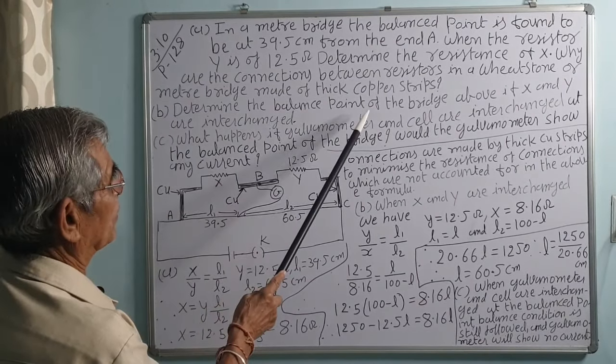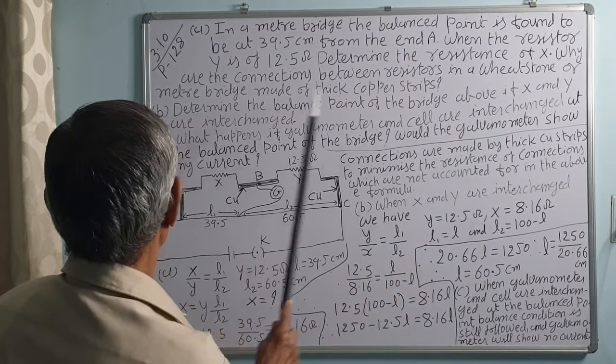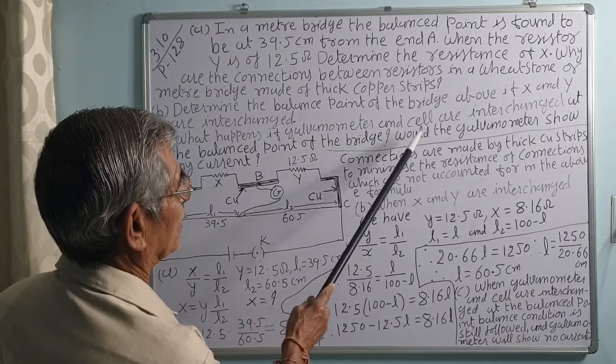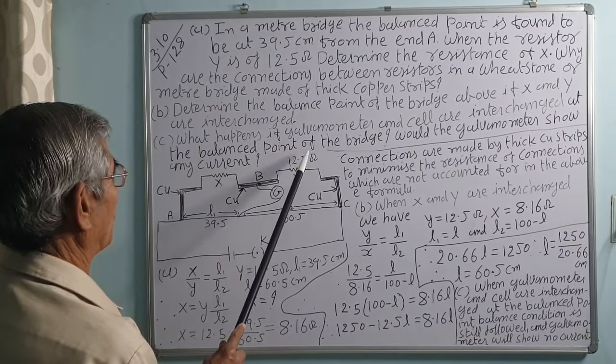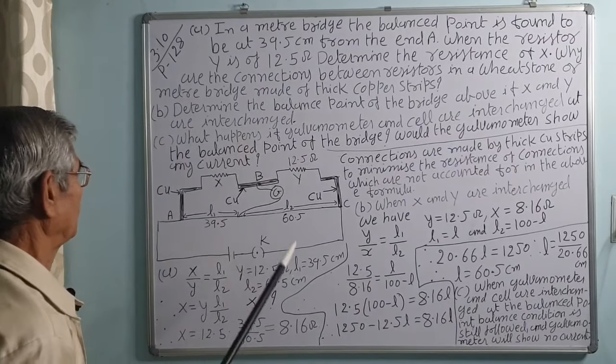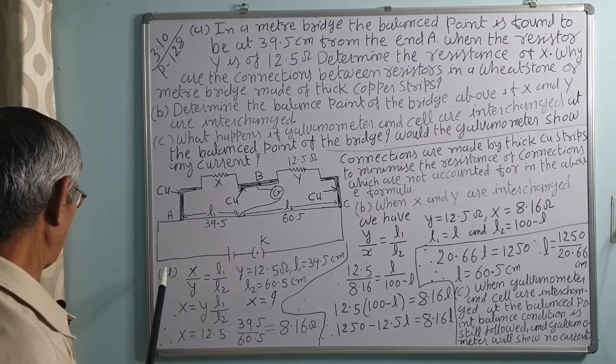Determine the balance point of the bridge above if X and Y are interchanged. 3. That is C. What happens if the galvanometer and the cells are interchanged at the balance point of the bridge? Would the galvanometer show any current? Let us see first A.